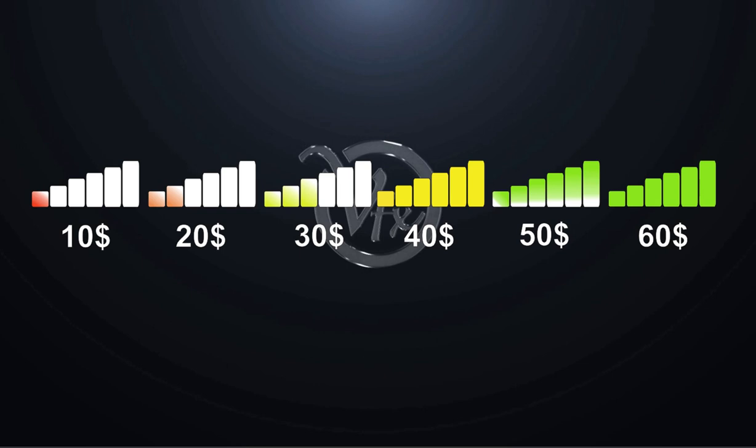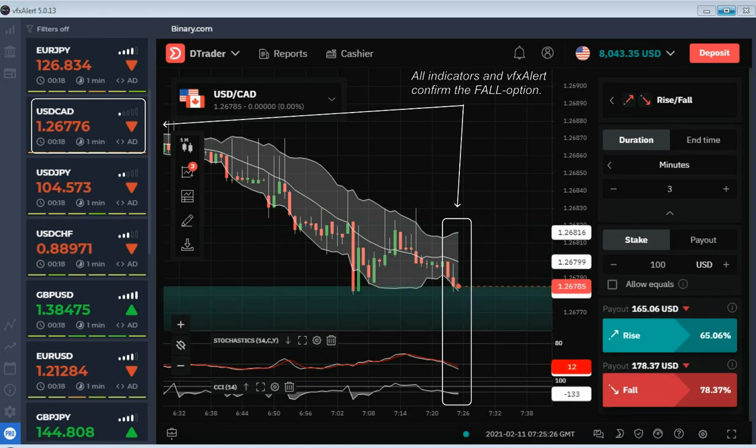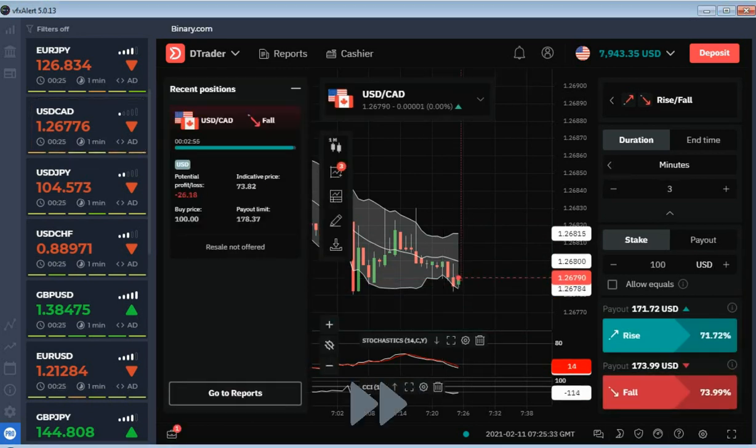It is quite possible to use the period of 1 minute, and options with an expiration of 3 minutes. The amount can also be determined depending on the strength of the signal. Adaptive strategy, VFX alert. We start trading. The first will be the Canadian dollar. The price is below the Bollinger middle line. Indicators and VFX alert confirm the fall option.